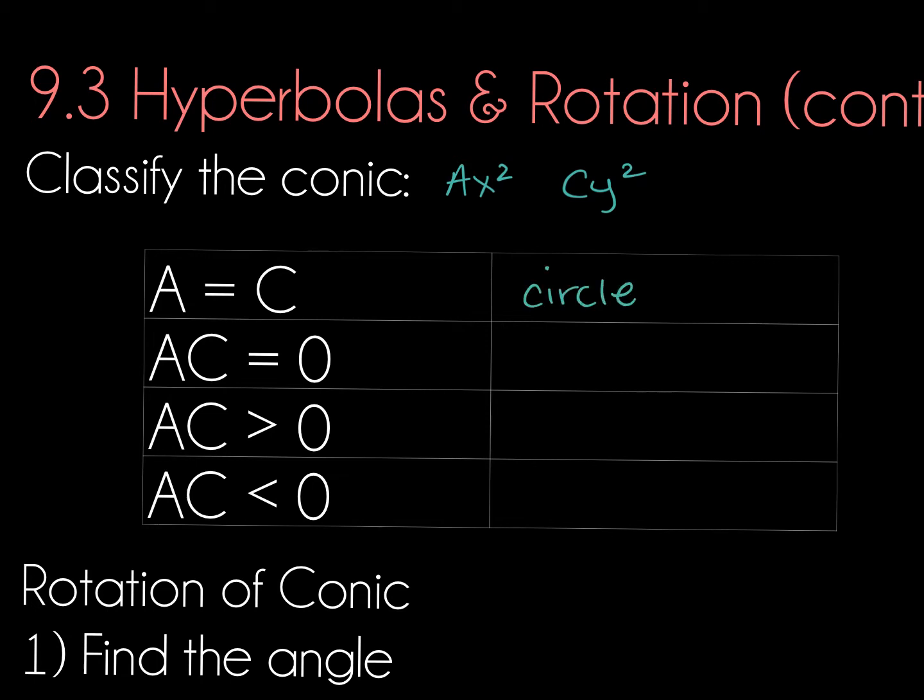If the product of our A and C is 0, what's our conic? Parabola. Because what does it mean for it to be 0? For a product to be 0, one of them has to be 0, right? Which means you don't have an x squared or a y squared. So you only have one squared term, which is a parabola. If the product is positive, and they're not the same, because you want to make sure first whether they are the same, then it's a circle. But if they are positive and not the same, now it's an ellipse.